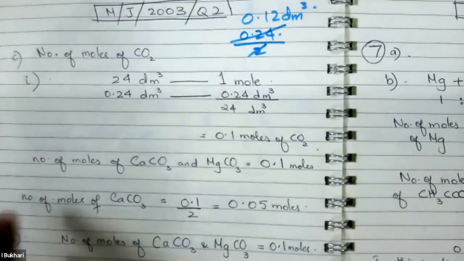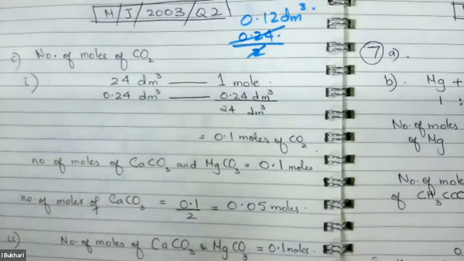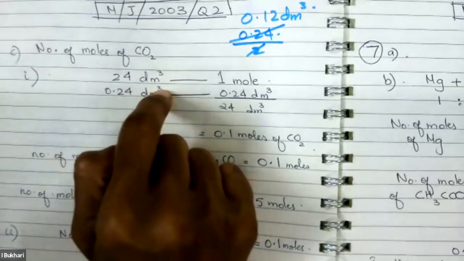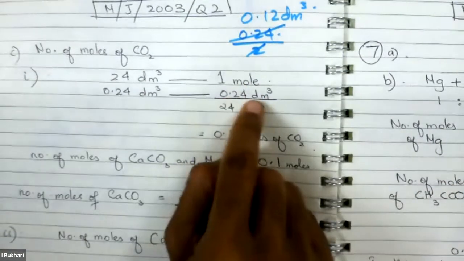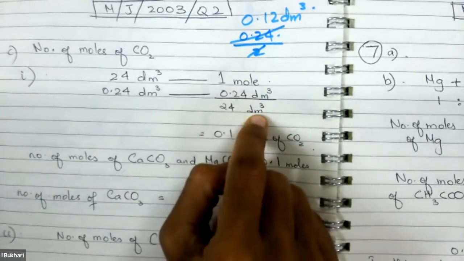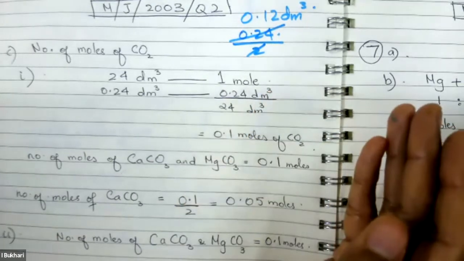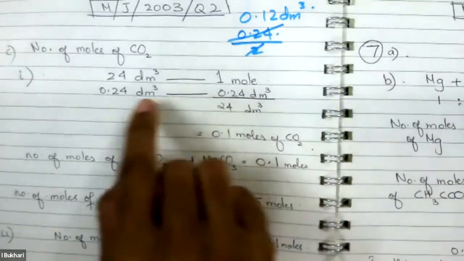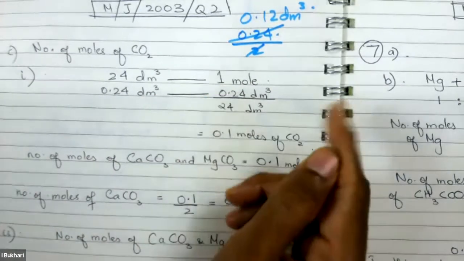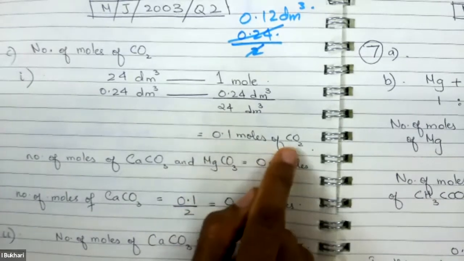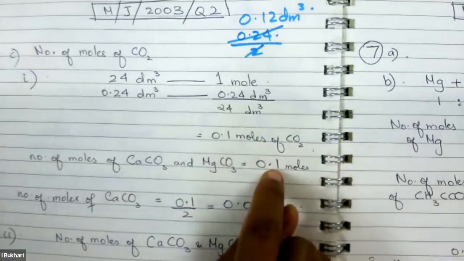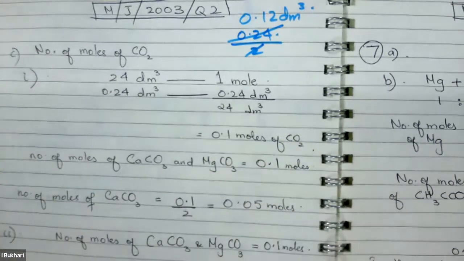But let's see. They want you to calculate the number of moles of carbon dioxide first. That's easy. They have given us the volume, so you divide the volume by 24, and both are in dm³, so no need to convert. The same formula you can use: the number of moles of a gas is equal to the volume of gas divided by 24. So you get 0.1 moles of carbon dioxide. Miss, you get 0.01 moles, not 0.1. Okay, let me check.